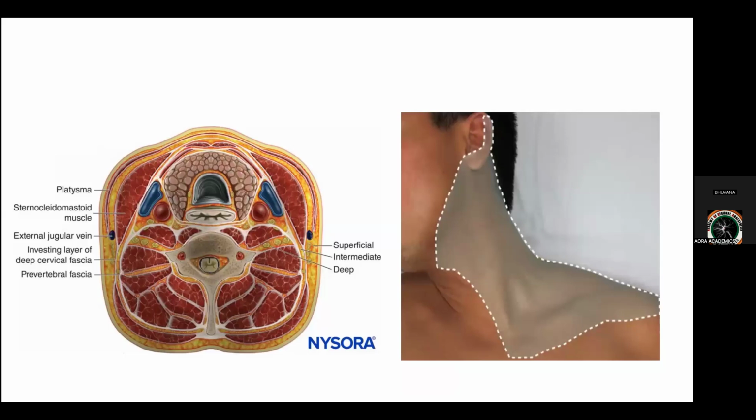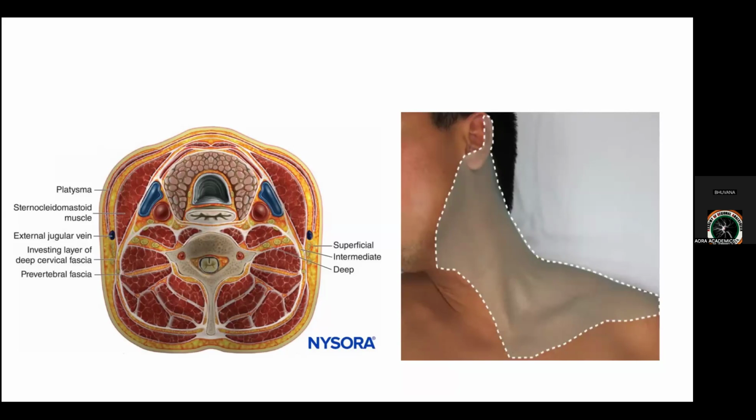These are anatomical cut sections. We can see this investing layer of deep cervical fascia. In superficial cervical plexus block, we need to deposit superficial to this. In intermediate cervical plexus block, we need to deposit in between the investing layer of deep cervical fascia, and in deep cervical plexus block, we can go just superficial to the prevertebral fascia.